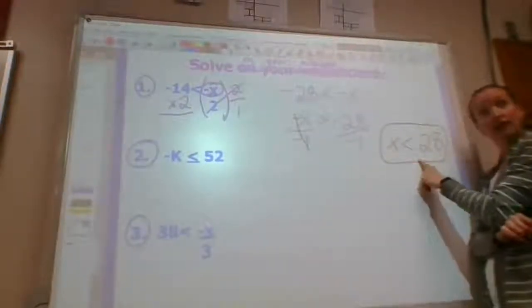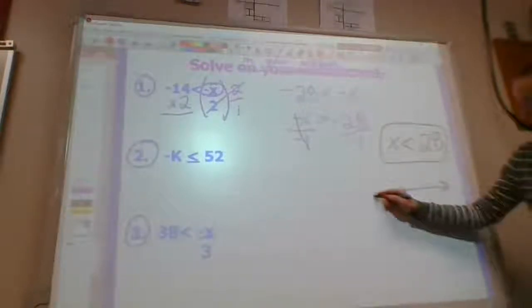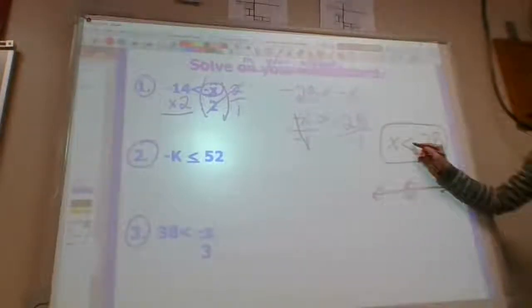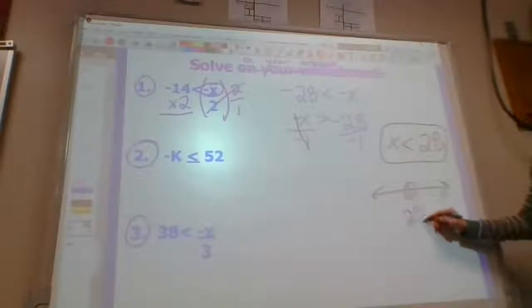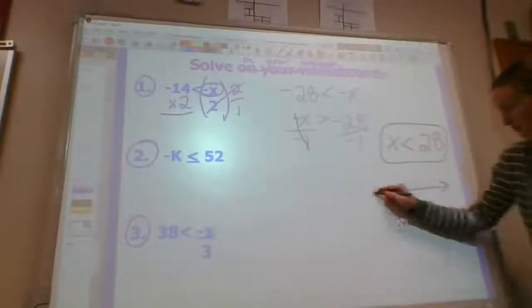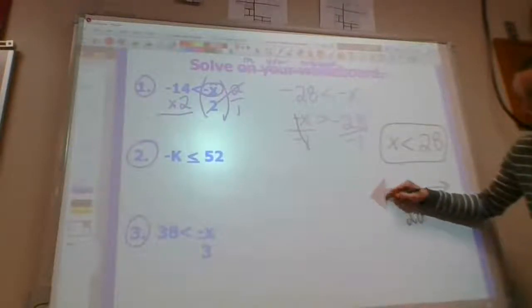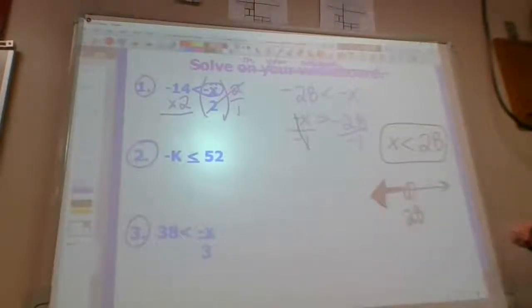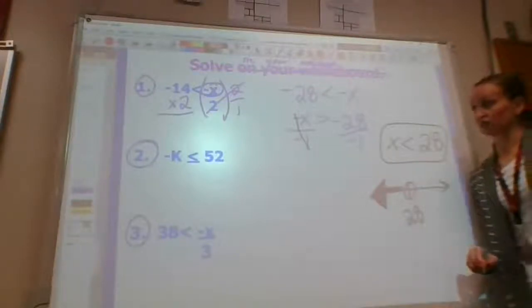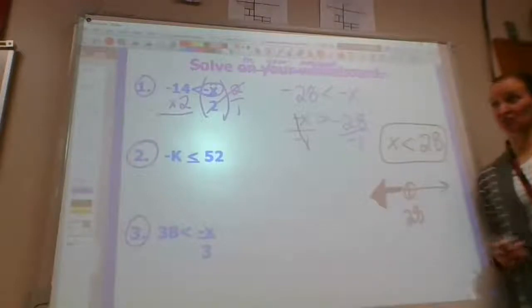Do you guys know how to graph this? Yeah. Is it going to be an open or closed circle? Open. Very good. So we go open circle because it's less than, and we go 28. Which way? Show me with your arms. Yep. Awesome. Thank you for those that are sticking with me and you're getting this where? In your notebooks. Awesome. I bet you could do the number 2 all by yourself.